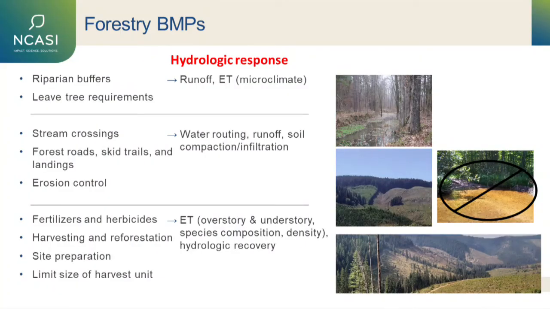Other best management practices like stream crossings, forest roads, skid trails, and landings, as well as erosion control, all of these are important for water routing. That's particularly important when we talk about peak flows or storm event mitigation. So that affects runoff. Anything that reduces soil compaction is beneficial in terms of thinking about soil infiltration and ultimately runoff.